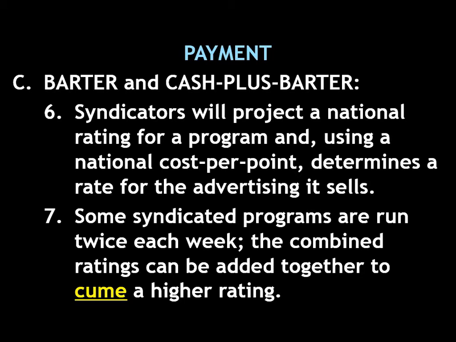Now, some syndicated programs are run twice each week. The combined ratings can then be added together to get a higher cum rating, kind of like what we talked about in the chapter on cable programming. If you have the exact same episode running within a short space of each other, whether it's twice in the same evening or twice over the course of a particular week, then because it's one particular episode of a show, they can combine the numbers of whether you watched during airing number 1 or airing number 2. They'll add those numbers together to determine the cum rating, the cumulative rating.